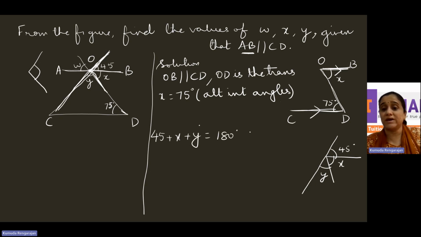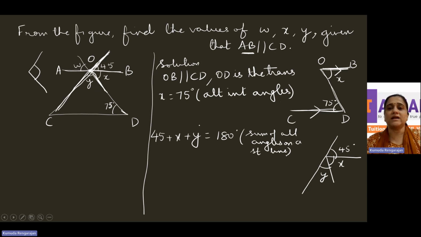But don't say linear pair, because the sum of the angles on a straight line is equal to 180 degrees. I'm writing it here. Sum of all angles on a straight line. Do we understand that? Sum of all angles on the straight line is equal to 180 degrees, because straight line means straight angle, and straight angle is 180.